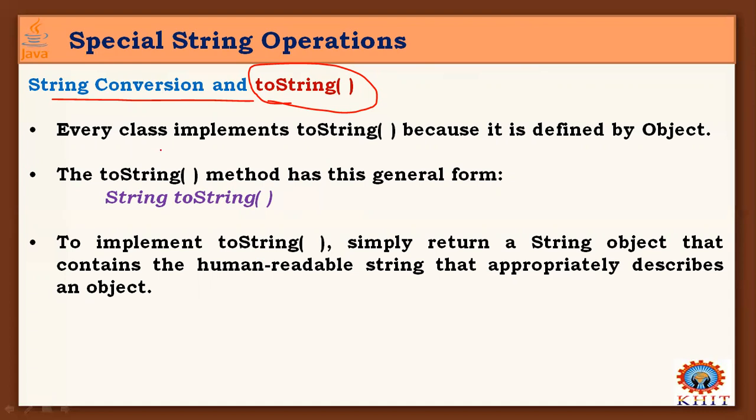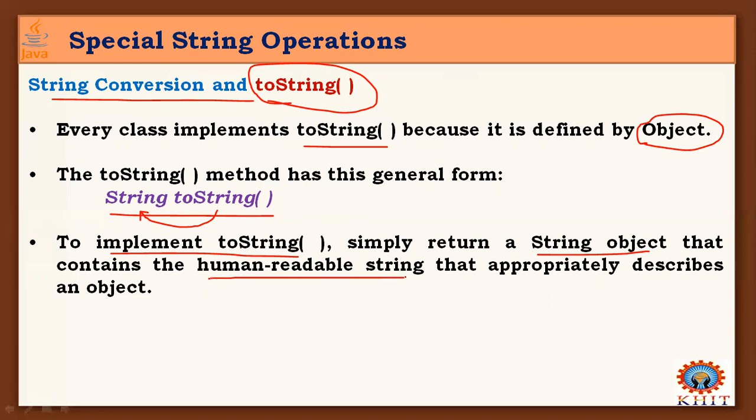Every class implements this toString method because it is defined by the Object class. You may notice this point well. And the type of this method is always String, right? Why? Because it returns string values. So to implement this one, it simply returns a string object that contains a human readable string that appropriately describes an object.